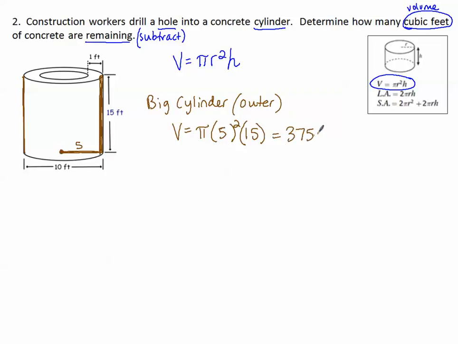Now you'll notice that I'm not going to type in and get a decimal for the pi. I'm going to leave it without getting a decimal until the very end, because if I round too soon, my answer will be slightly off. So that's the big cylinder.